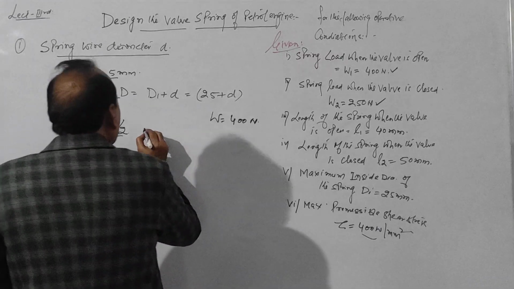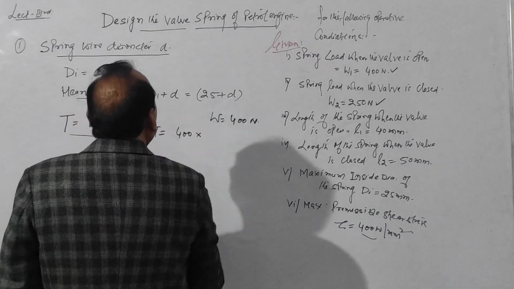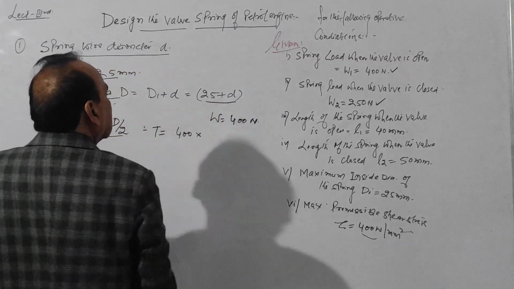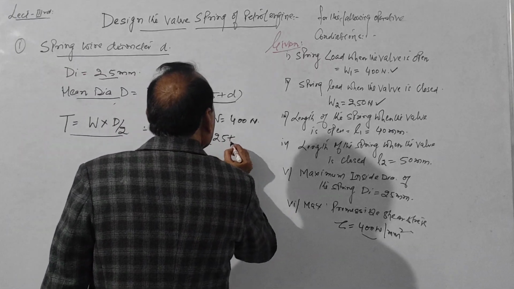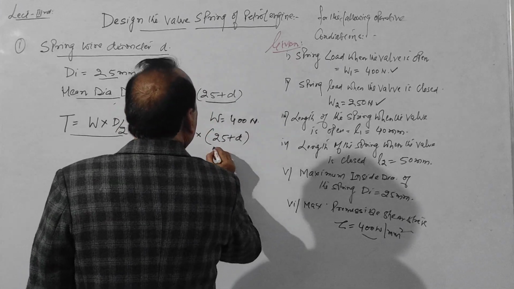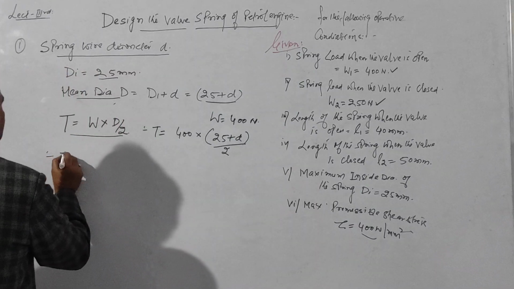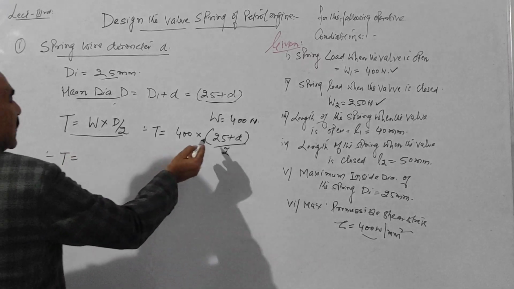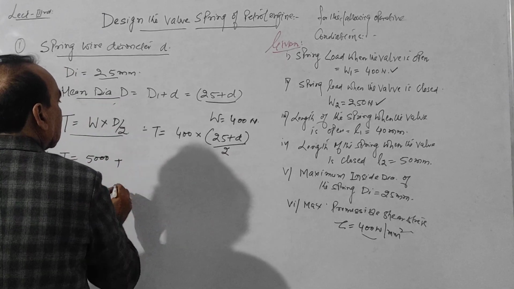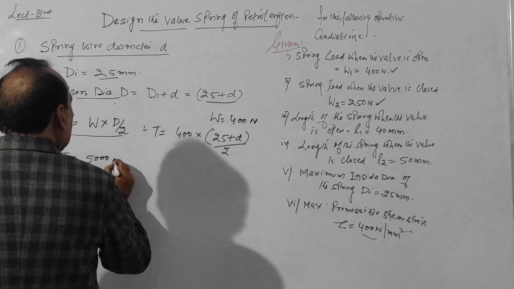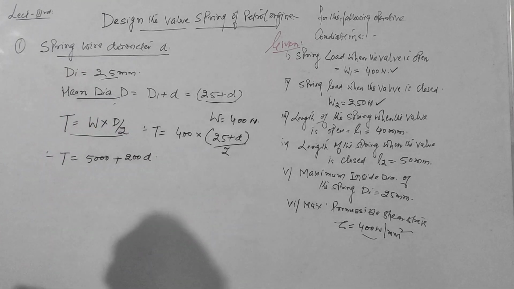Now therefore T kya aayega isme? 400 into D, kya tha aapka? This is 25 plus d, right? 25 plus d divided by two, because this is D by 2. Therefore torque kya hai aapka? Therefore T is equal to 10,000 divided by 2, this is 5,000, plus 200 d, right? So this is the value of torque.